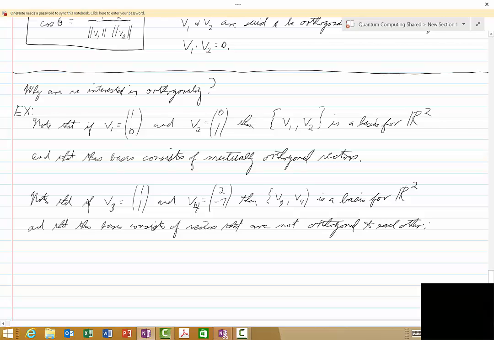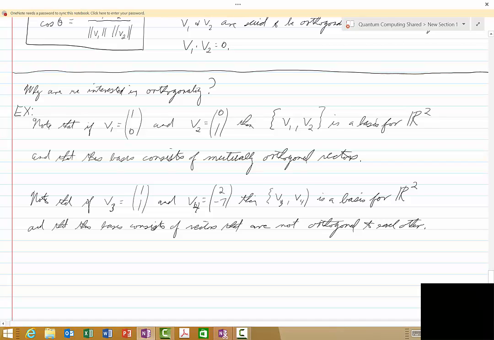Now, I'll show in a moment that this really is a basis. In other words, I'll show that any vector in R2 can be written as a linear combination of V3 and V4. And it's clear that any basis of R2, we've already said R2 is two-dimensional, so any basis must have two vectors. So we couldn't get by with less than two vectors, so we must have V3 and V4 both. So I'll show that part in a moment, that this really is a basis.